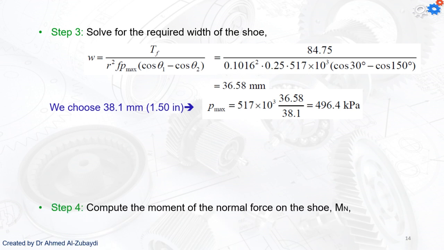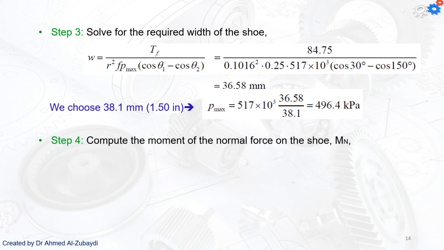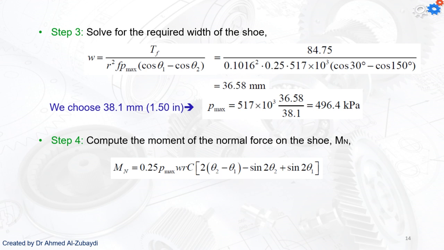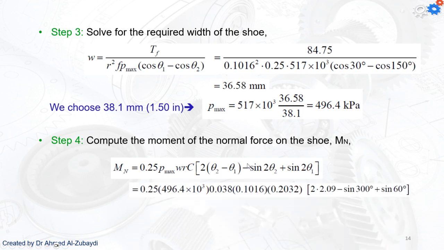Okay. Step number 4 is to compute the moment of the normal force on the shoe, or the MN. Now you remember the equation that we suggested earlier. We have all the parameters, so we're going to put them in. We know the P maximum in kilopascal, and we need to change it to pascal. We know the value for the W, the R, and the C. Theta 1 and theta 2 are known. So we just put them in this equation, and we will find the MN, or the moment of the normal force.